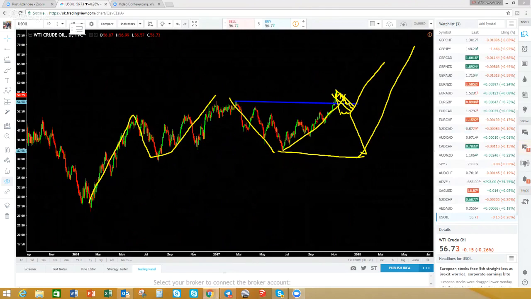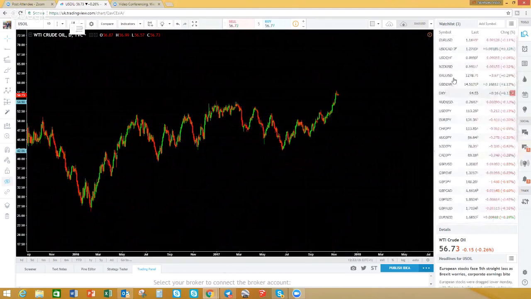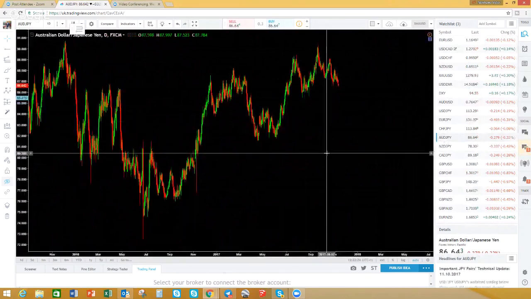So I missed AUD JPY. I think I missed the pound pairs actually. I must do the pound pairs. Okay, let me run through the pound pairs, starting with the AUD JPY.